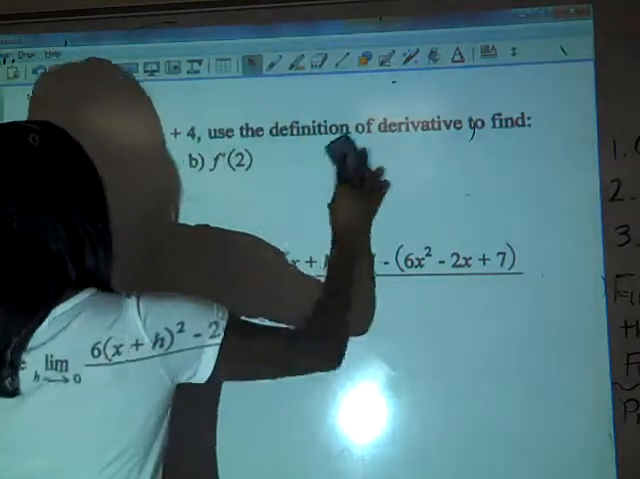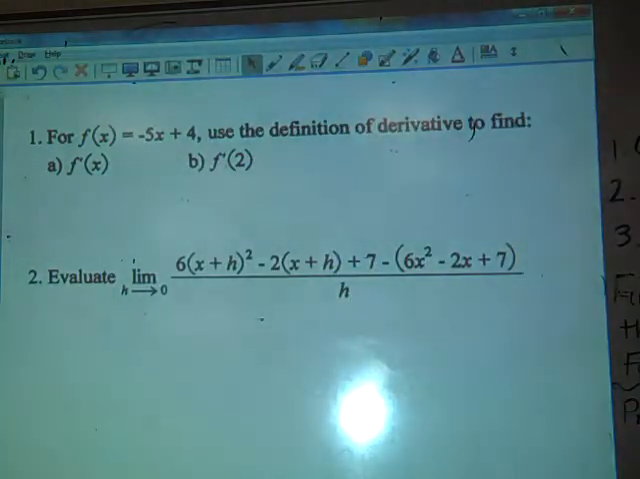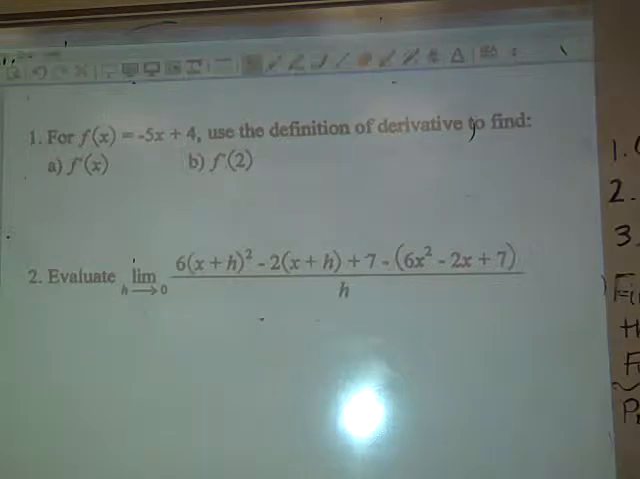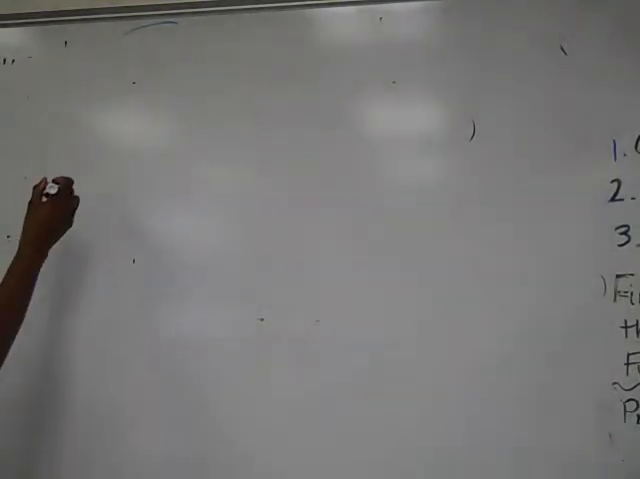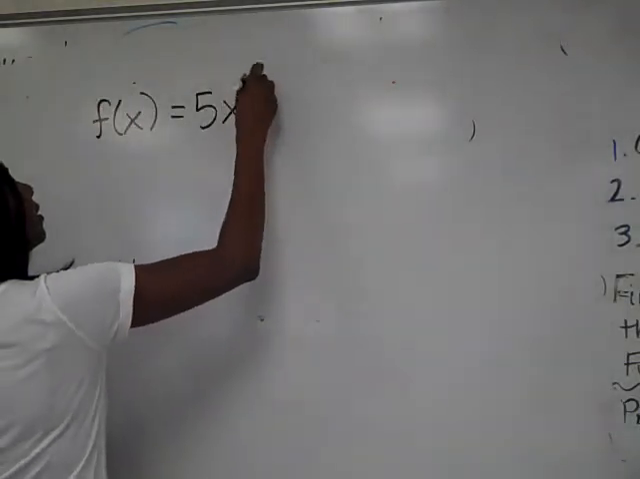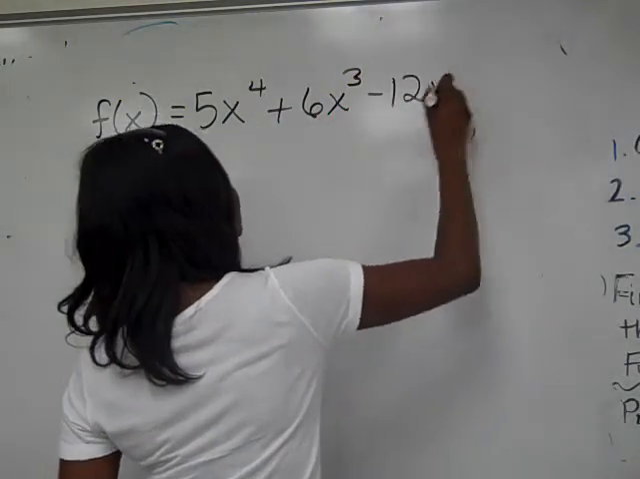What was the number we should have ended with? X plus 6h squared minus 2. That's right. And then? Over h. And then you factor.